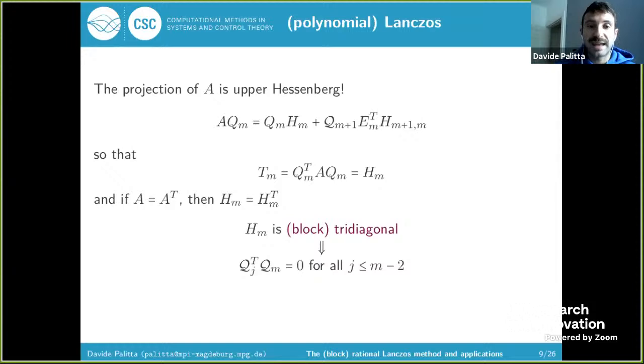So this means that if A is symmetric, then also H_m must be symmetric. But if H_m is both upper Hessenberg and symmetric, then it must be tridiagonal or block tridiagonal. So this means that the basis blocks, so here Q_j transpose Q_m, are orthogonal without enforcing this orthogonality. So that's why we can avoid performing a full orthogonalization.